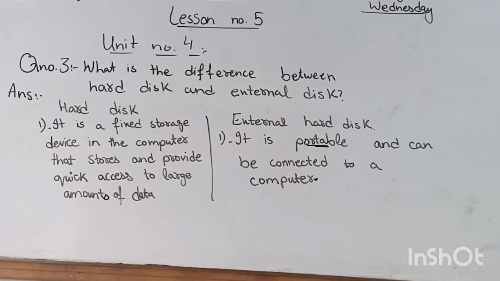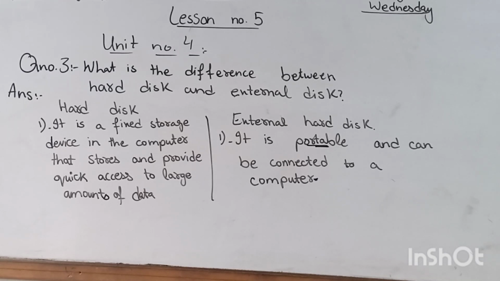So students, here we have question number 3. What is the difference between hard disk and external disk? As I have explained earlier, a hard disk is non-portable, which means that it is fixed to some device. It is a fixed storage device in the computer. It is fixed to only one computer. It cannot be removed from one device and connected to any other device. It is fixed to a specific computer, and provides quick access to large amounts of data.